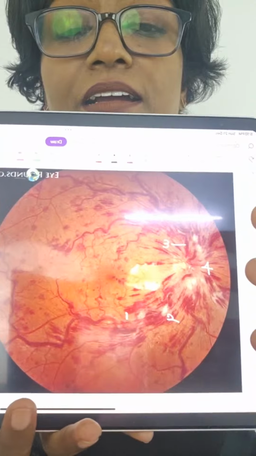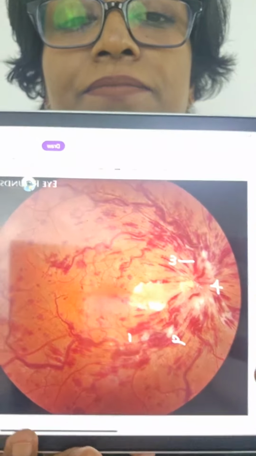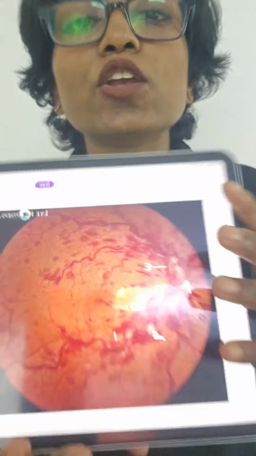Yes? Is that clear? You'll not make a mistake in CRVO. Yes? So what are the risk factors for central retinal vein occlusion? Most important is your hypertension or atherosclerosis, also diabetes, and anything that contributes to Virchow's triad. So Virchow's triad is related to the pathophysiology of central retinal vein occlusion.